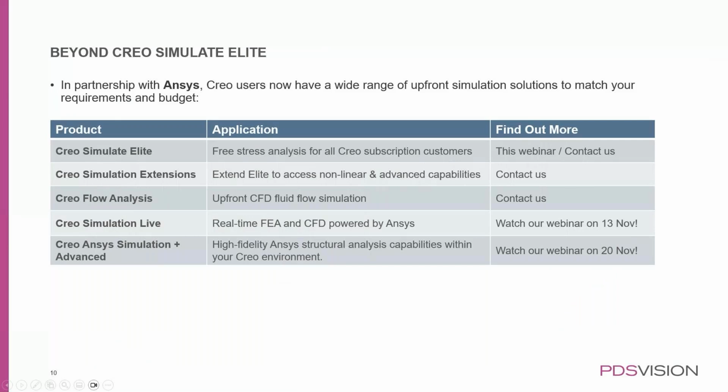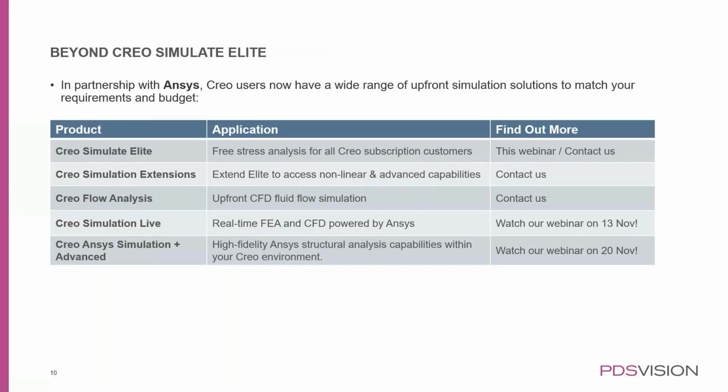Okay, so there's a few options that you can choose when it comes to upfront simulation, depending on what you require. So first of all, we've got Creo Simulate Elite as shown in the demonstration. But if you require some additional analysis tools, there's options like Creo Simulate Extensions, which gives you access to more advanced capabilities within Creo Simulate, like non-linearities and dynamic analysis. And if you'd like to perform CFD, then you could look into Creo Flow Analysis. There's Creo Simulate Live, which gives live feedback on the performance of your design while you're in the designing process. And that's powered by ANSYS.